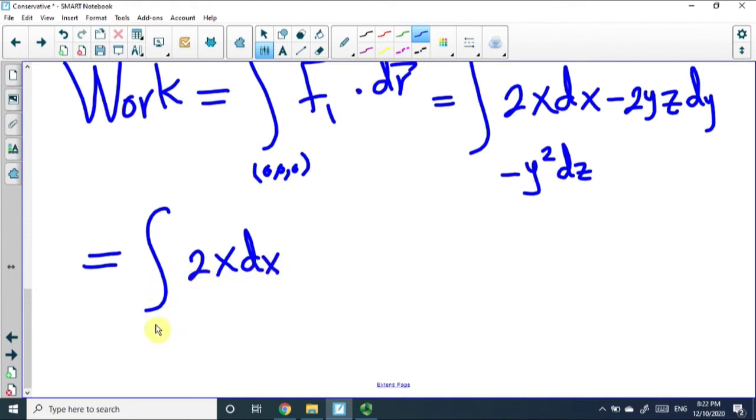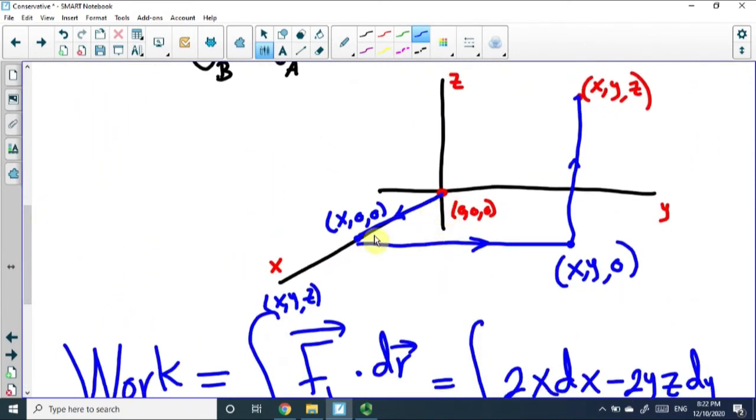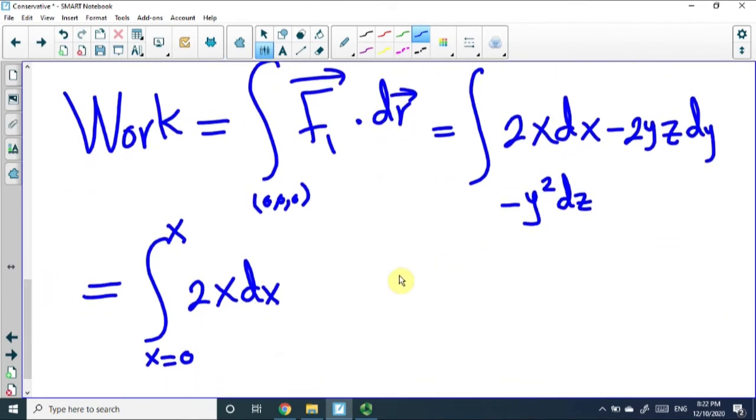The integration will be from x starting from the origin, so that's x equals 0, to the final value, which is x. That's the integration over the first part of the path. Now the second segment, we are moving along, or parallel to, the y direction. So y is the only variable that changes, while x is constant, equal to x, and z is constant, which is equal to 0. So now, for the second integration, I get minus 2.